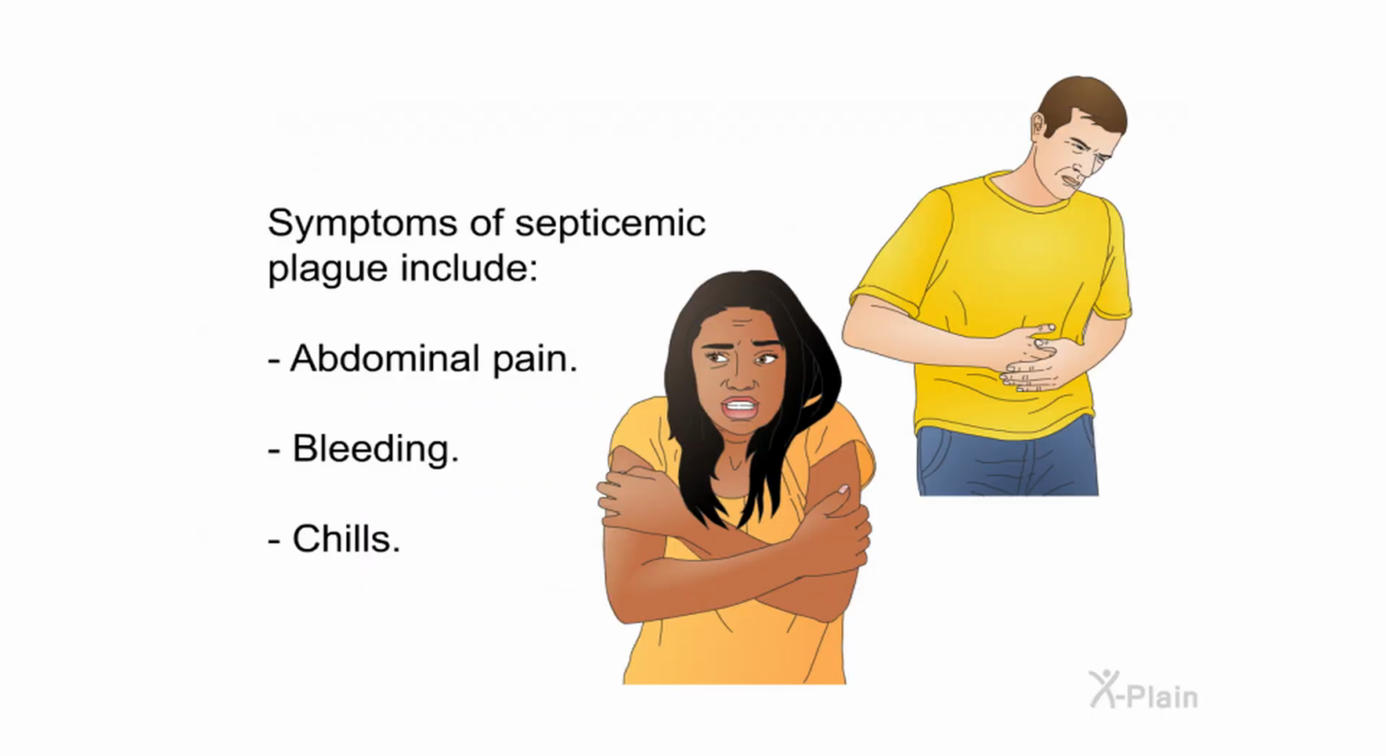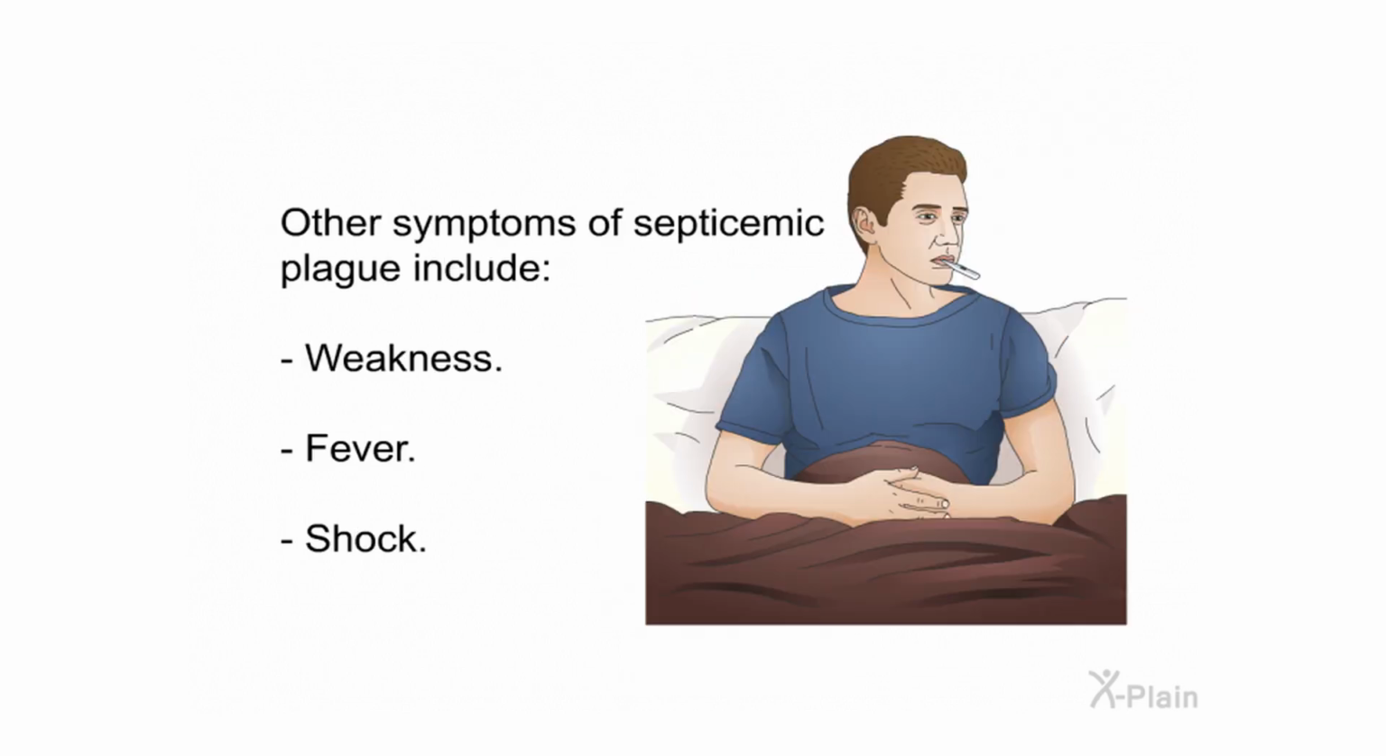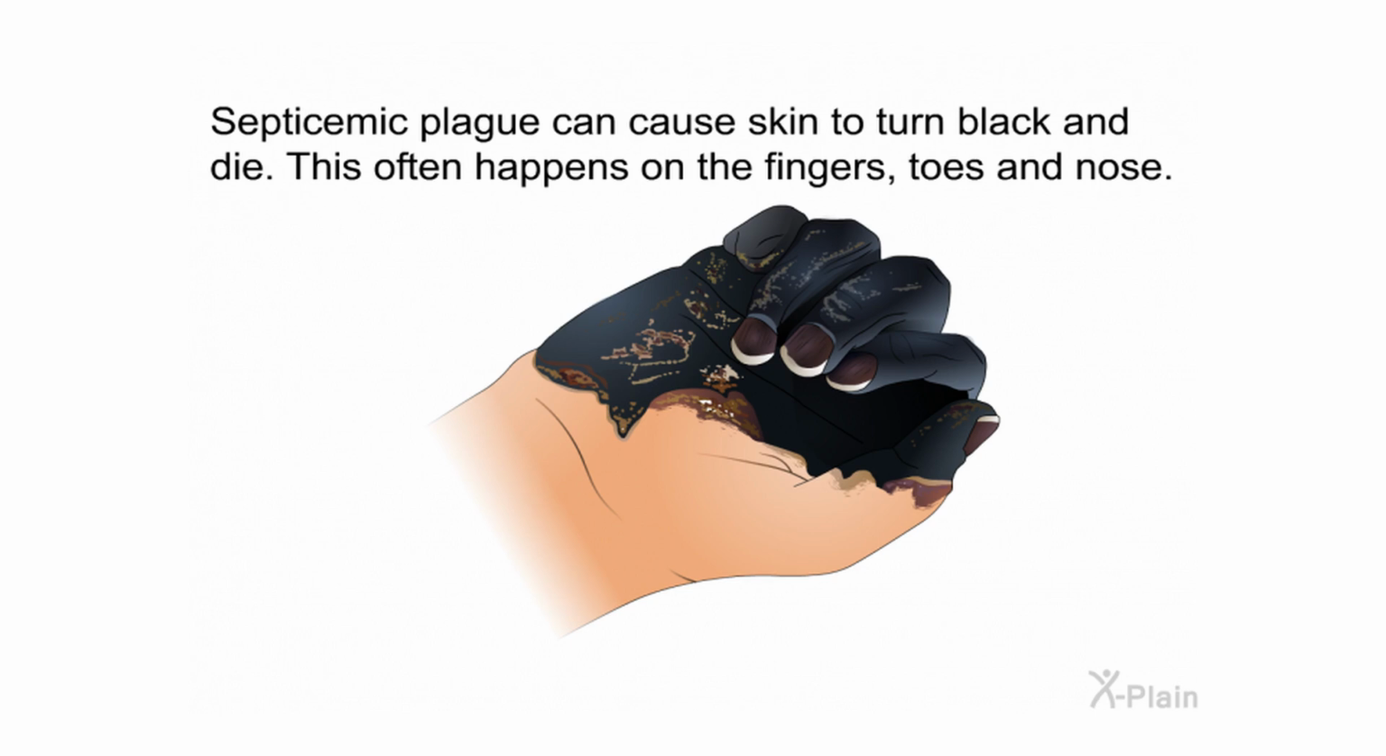Symptoms of septicemic plague include abdominal pain, bleeding, chills. Other symptoms of septicemic plague include weakness, fever, shock. Septicemic plague can cause skin to turn black and die. This often happens on the fingers, toes, and nose.